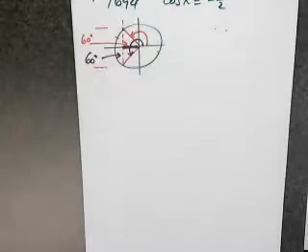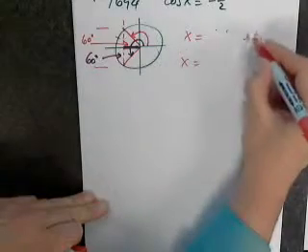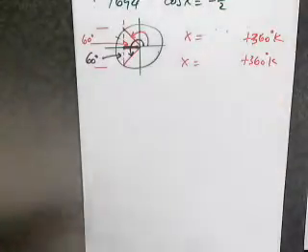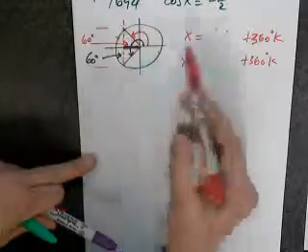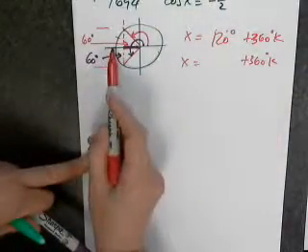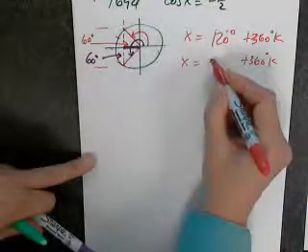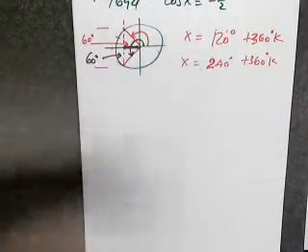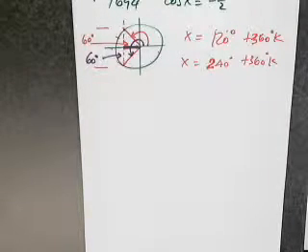So can anyone give us the red angle and then the purple angle? So these are the solutions. X equals 120 degrees plus 360k. So from 180 I go backwards 60, and from 180 I go forward 60. Okay? Any questions?